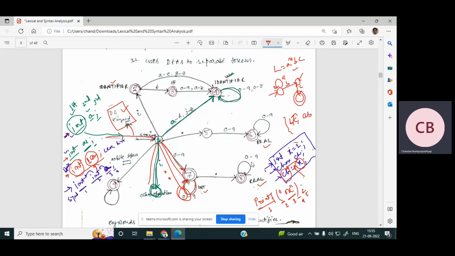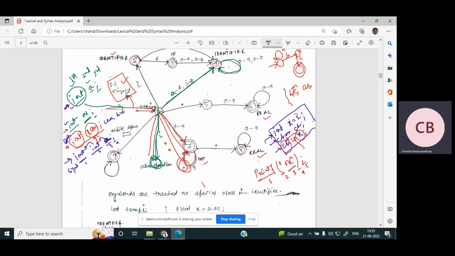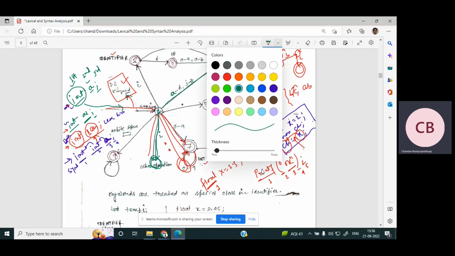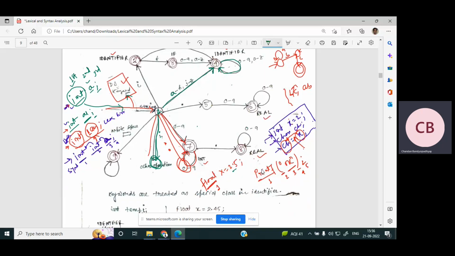Let me take one more example. If I take this format, float x equal to 2.5. Correct? Float x equal to 2.5. So is it a valid syntax or not? Float, this is the first token. And why I have taken this example, basically, you know that 2.5 is a single token.